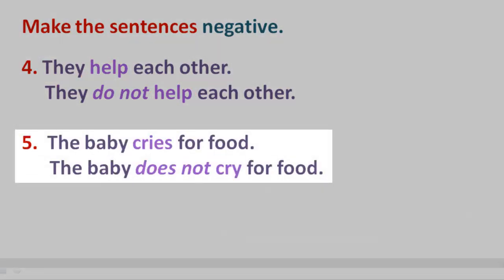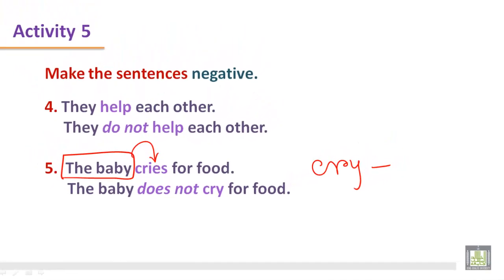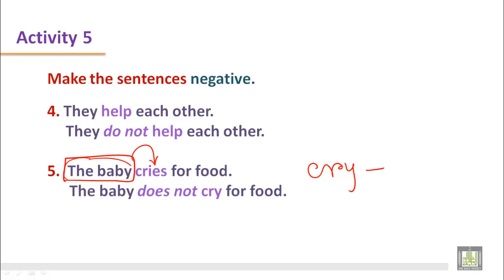Sentence number 5. The baby cries for food. In this sentence we find the baby is third person singular. So the verb here is cries. The main verb is cry, but when it is used with the third person singular, the baby, then we have to change it like this, cries. We remove y and in place of y we write ies. The baby cries for food. That's why when we make it negative, we have to be careful. After the baby we use does not, but the main verb should be in the base form, cry. It was cries in the statement, but when we are making it negative, it will be cry. The baby does not cry for food.